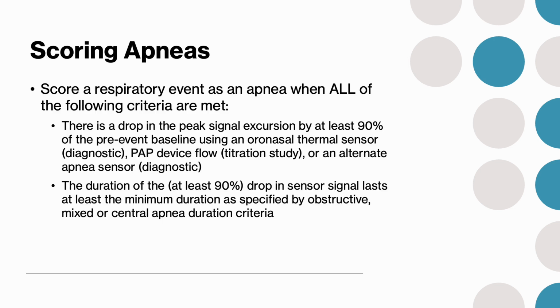To score an apnea, a few things must be present. The first, the thermistor or PAP flow signal must show a decrease in amplitude of at least 90% from how tall the breaths were before the event started. The duration of the 90% or greater drop in signal amplitude must last at least 10 seconds. A lot of labs won't score apneas unless it's a dead flat line, but everybody's different.